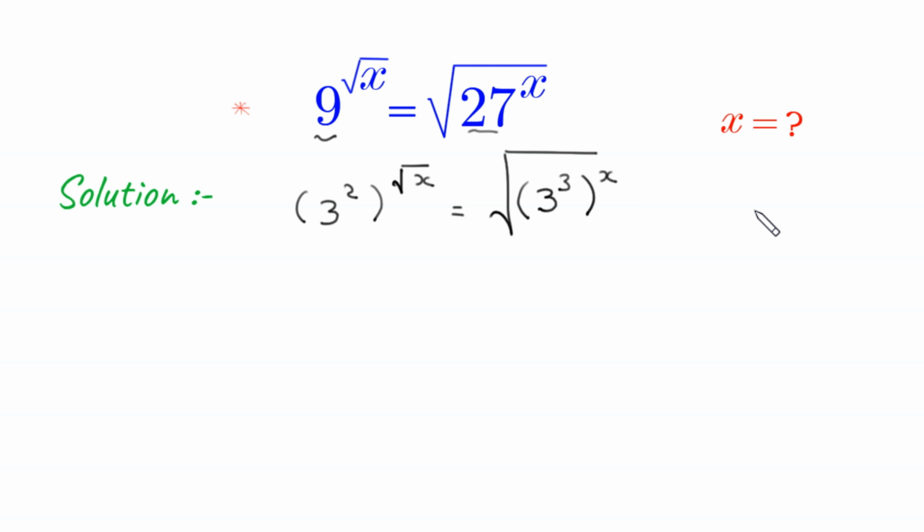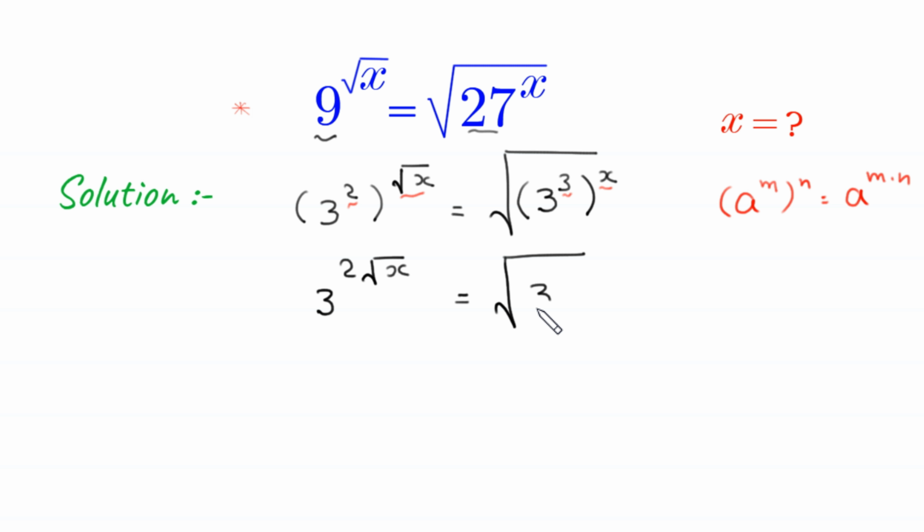Now by using the power rule, a to the power m, whole to the power n, is equal to a to the power m times n, we multiply this power 2 by this power root x, and we multiply this power 3 by this power x. So this will become 3 to the power 2 times root x is equal to square root of 3 to the power 3 times x.